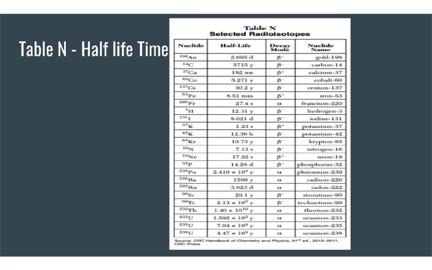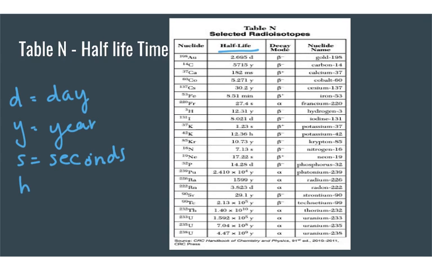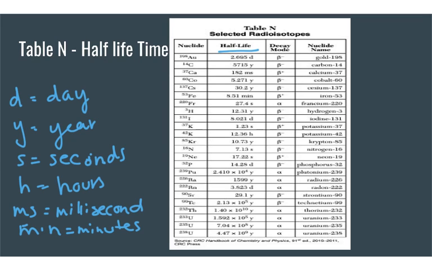So this is table N. So our half-lives are here. If you notice, there are different units. So D is day, just so everybody's clear. Y is year. And S is seconds. H is hours. We have some milliseconds on here. MS is millisecond. And I think we have some minutes on here. Min is minutes. I think that's everybody. All right, so these are our half-lives.